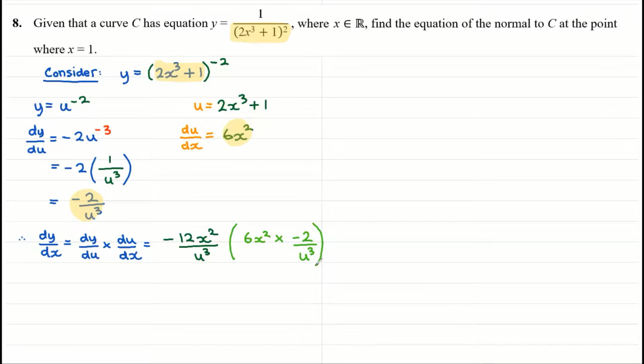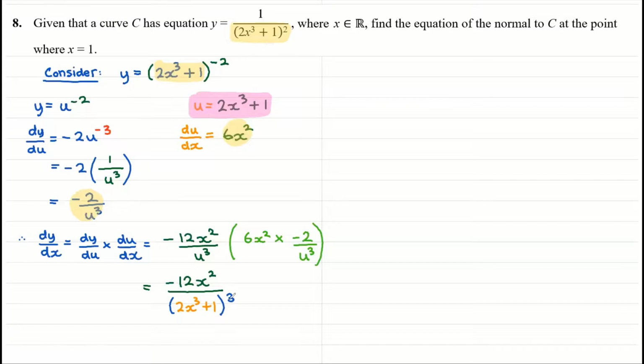Okay. Right. And then we can substitute in the u now. So that's going to be negative 12x squared over u cubed. Now, u is 2x cubed plus 1, as we defined earlier. So that's now going to be cubed in the denominator. So notice the derivative is getting more complicated. So let's put that in. So that's going to be 2x cubed plus 1, all to the power 3. So there's our derivative.